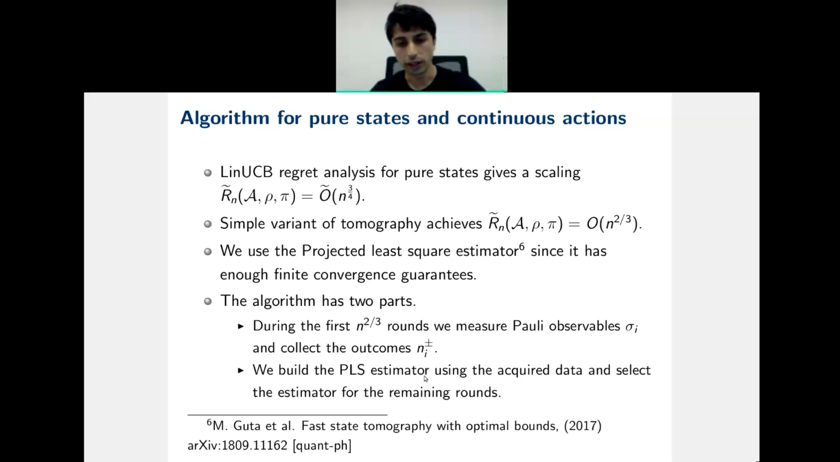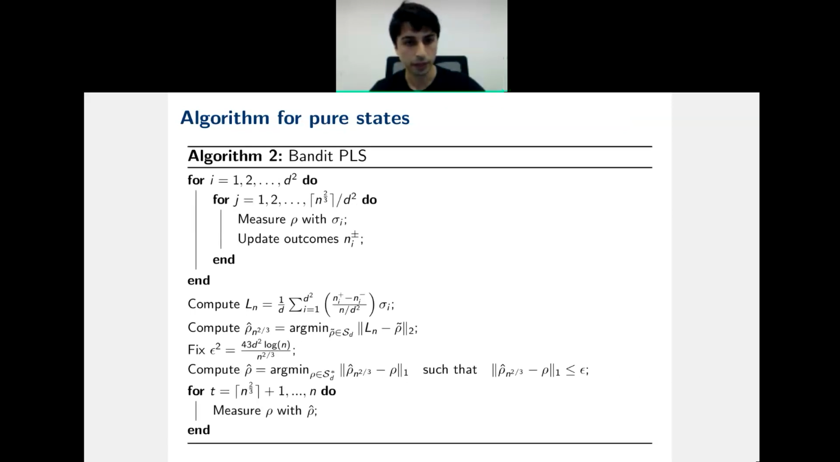So when we have ensured this, for the remaining rounds, we just play this estimator as our action, because now our action set contains all rank-one projectors. So this estimator is also in our action set. So here's a summary of the algorithm. Just two parts: the part of collecting the data from Pauli observable measurements, and then you just build the estimator and you play the same estimator at each round.